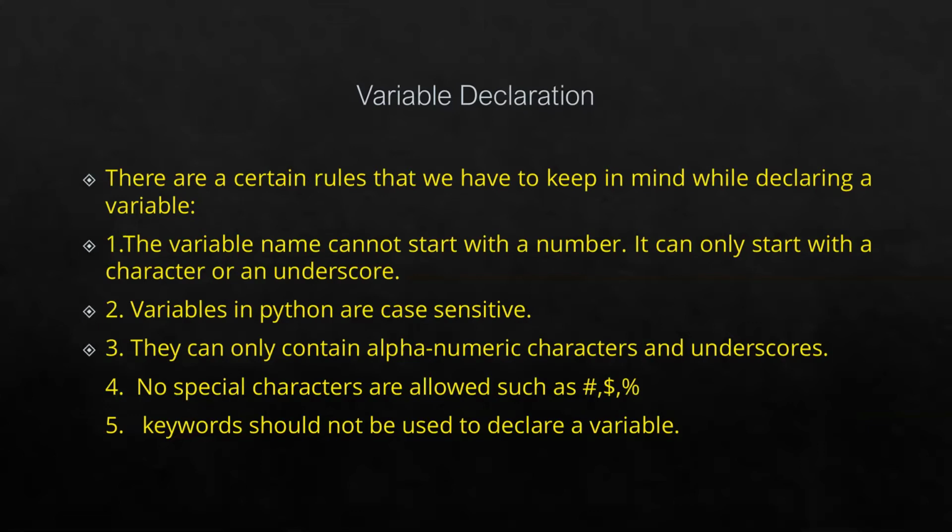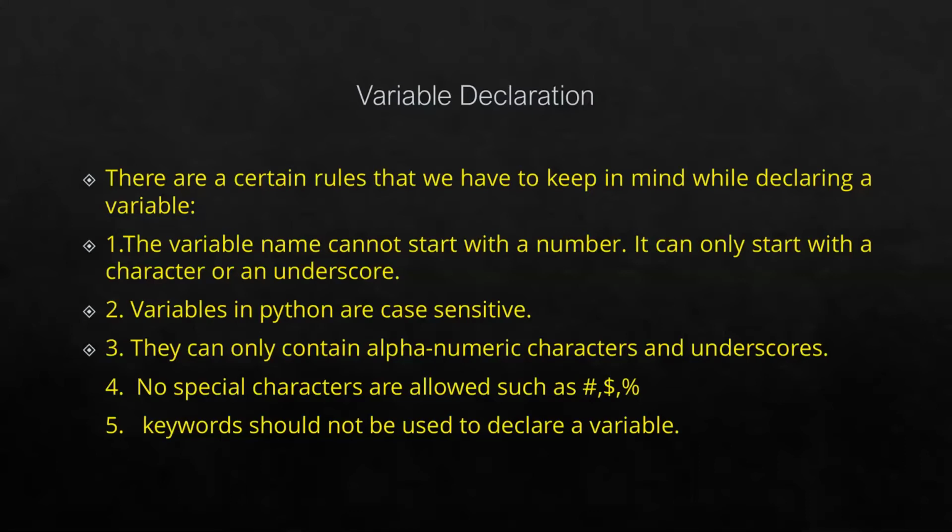Next one is variables in Python are case sensitive. We need to show a difference between small and capitals, that is upper cases and lower cases. They can only contain alphanumeric characters and underscore. As we know, alphanumeric is a combination of alphabets and numbers, whereas our variable needs to contain only alphanumeric characters or underscores. No special characters such as hash, dollar, percentile are allowed. Only the underscore character or a combination of alphanumeric. Except these, every other special character is treated as an error.